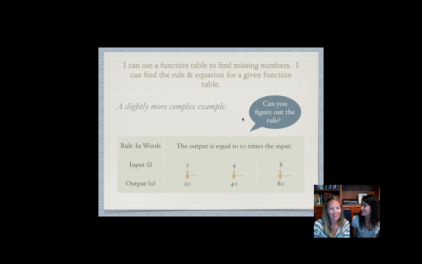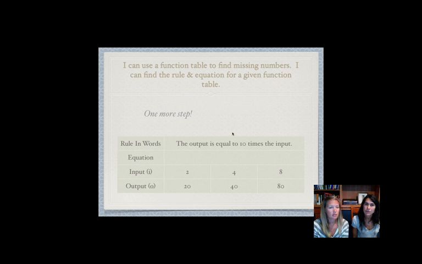After I get all my pretty pictures done, the output is 10 times the input. So again, it's in words. The only number is the number 10. Everything else is written out, spelled out clearly. Okay, and then there's one more step to get a complete full function table.